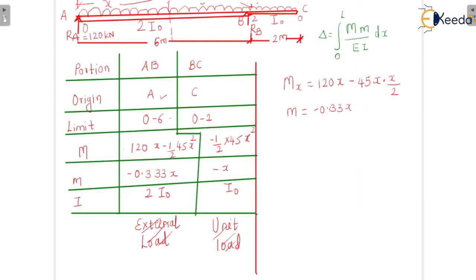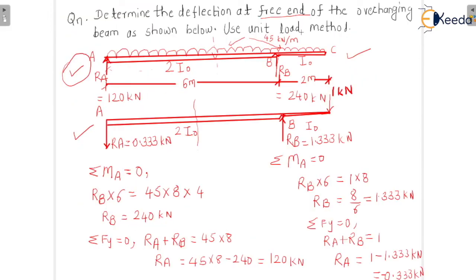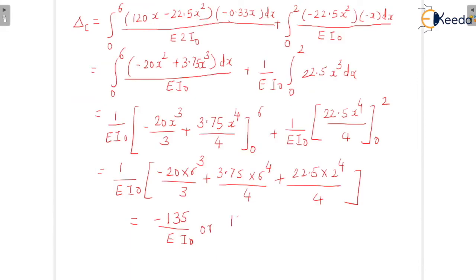So this is the deflection at the particular end we were finding out. We get the deflection here as 135 by E I0. That is coming negative, which means it will go upward. We can write it as 135 by E I naught in the upward direction.